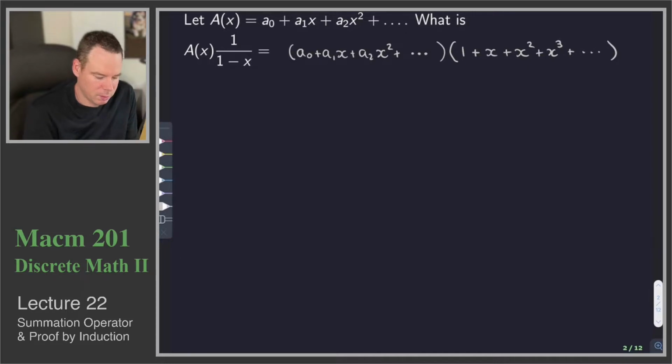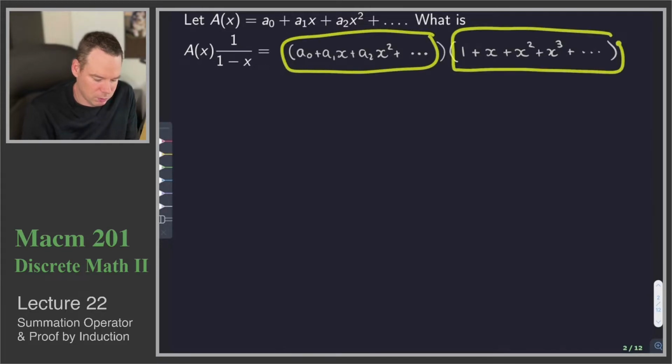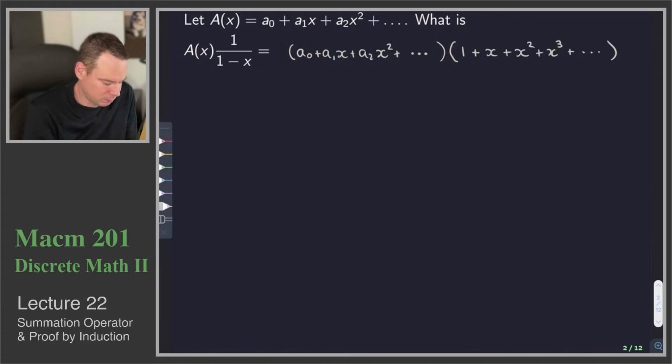So the main thing here is what we are multiplying by is the generating function for the sequence of ones. That's really what we're doing here. We're just multiplying by the generating function for the sequence of ones, and we're going to see what happens when we do that. For an arbitrary generating function, when we multiply it by the generating function for the sequence of ones, what happens? Well, let's just work it out.